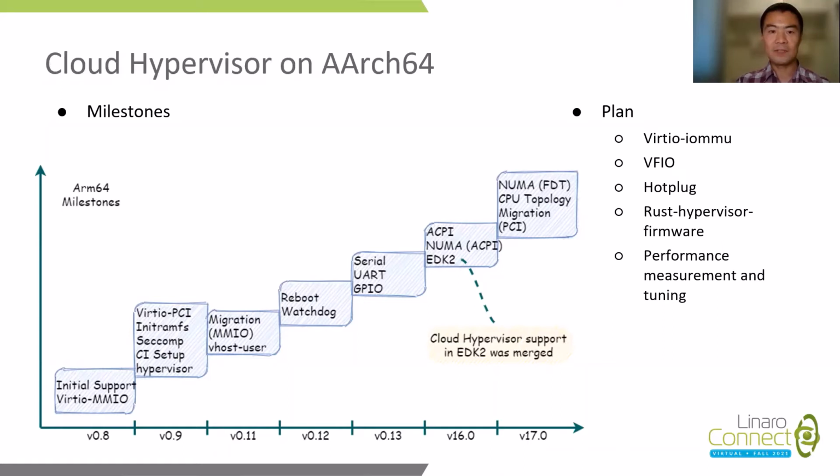In the first half of this year, we enabled the ACPI and EDK2 support. That was a big step towards modern virtualization. In future, we will enable more features on ARM, including IOMMU, VFIO, device hotplug, and the Rust-based firmware. We will begin to measure and optimize the performance as well.